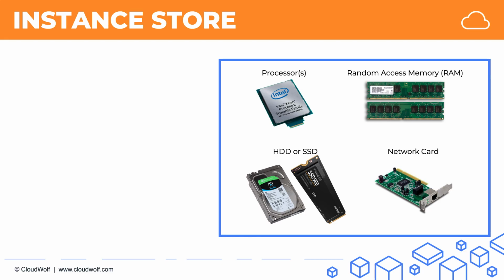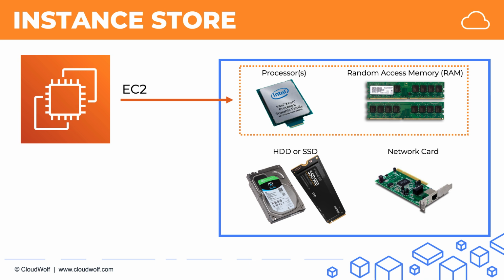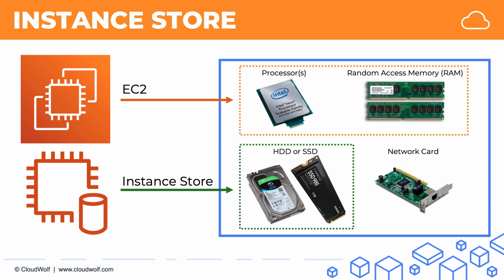So as we discussed, here are the core elements that make a computer work. And an EC2 instance represents the processor and the random access memory, while Instance Store represents the HDD or SSD, just like we had in the case of the EBS volumes. Now let's have a look at some of the features of Instance Store.